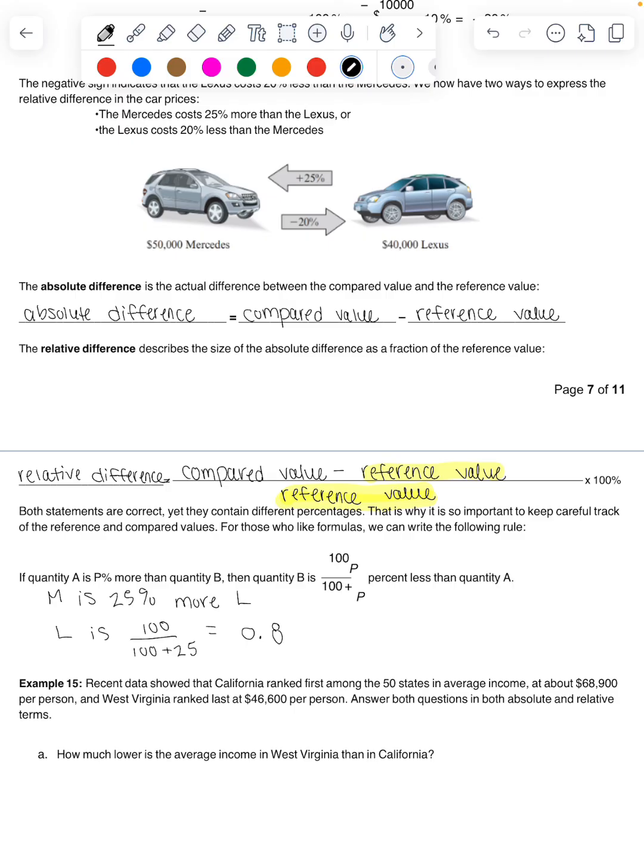0.8, but we need to subtract it from 100. So 100 minus 0.8, 0.2, or 20% less than the Mercedes.